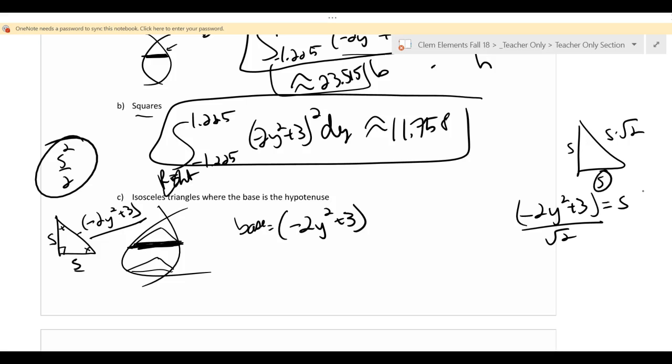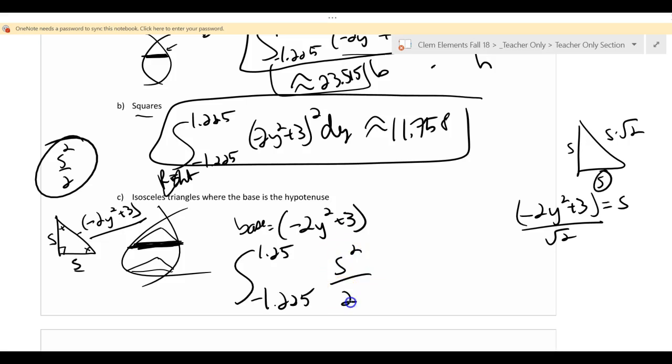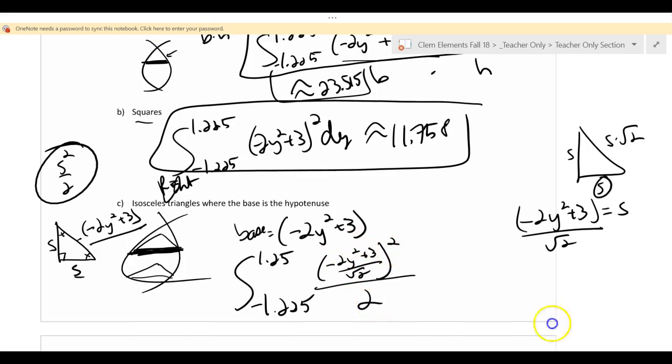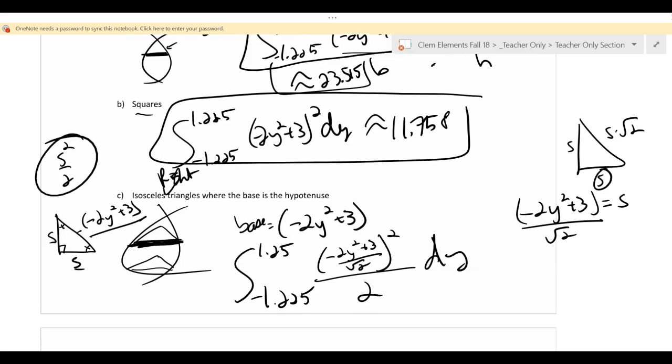That's it. So then let's put it all together. Negative 1.225 to 1.225 of, it's just S squared over 2, but I need to put in what my S is, so negative 2y squared plus 3 all over square root of 2, squared. And let's be clear, that's a little better. That's all of that is S squared divided by 2 dy. And that's it. Throw that in the calculator, see what I get.